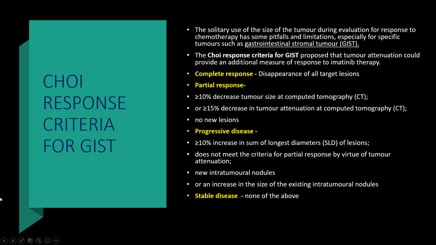Complete response: there is disappearance of all target lesions. Partial response: there is greater than 10% decrease in tumor size at CT or 15% decrease in tumor attenuation at computed tomography, and no new lesions. Progressive disease: there is greater than 10% increase in the longitudinal diameter of the lesions and it does not meet the criteria of partial response. New intratumoral nodules developing in the lesion, and increase in the size of existing intratumoral nodules, are signs of progressive disease or risk of malignancy. Stable disease: none of the above. So this Choi response criteria is used for GIST.